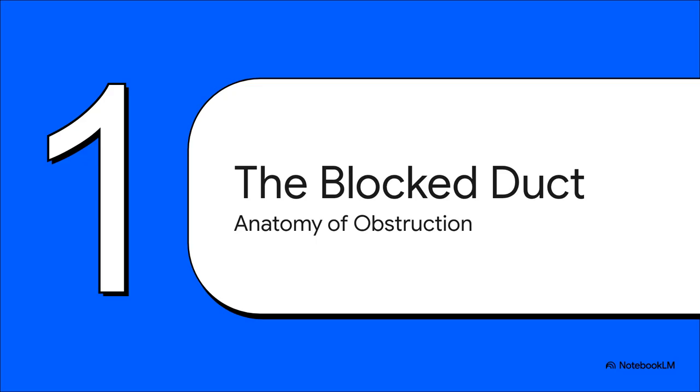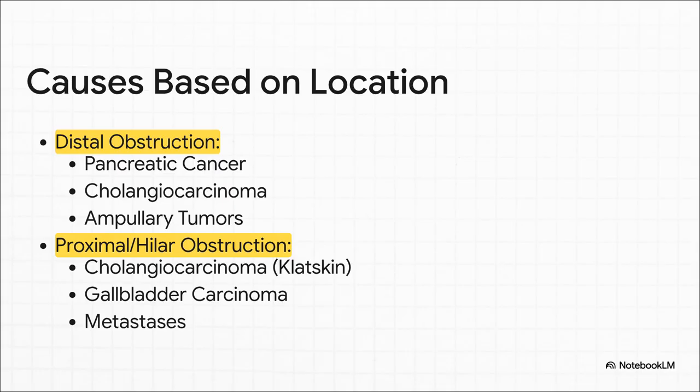First things first, the anatomy. Before you can even think about what kind of stent to use, you have to know where the problem is. Seriously, this one detail is the first major fork in the road for your entire management plan. Now this is where it gets really interesting, because the location basically gives you a huge clue about what kind of cancer you're dealing with.